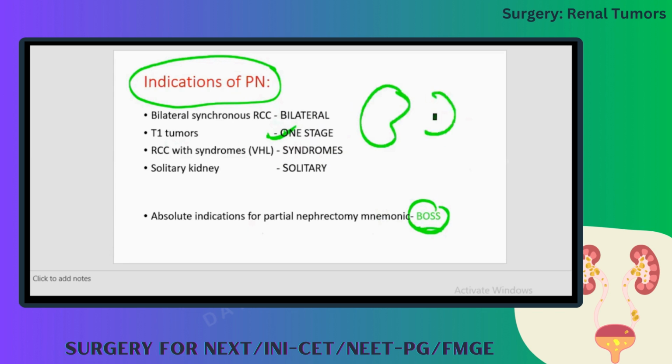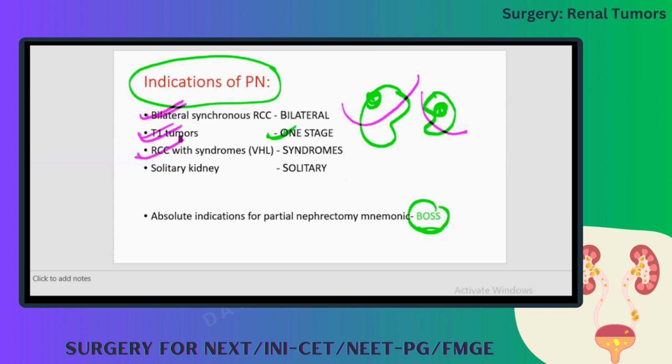Bilateral. If the patient is having bilateral disease, here one tumor, here one tumor. If you remove the whole of the kidney, what will happen? Both kidneys. Think logically. The patient will be on dialysis, right? So in these conditions, you have to do partial nephrectomy here and partial nephrectomy here. So in bilateral disease, you have to do it. In stage 1 tumors, you have to do it.